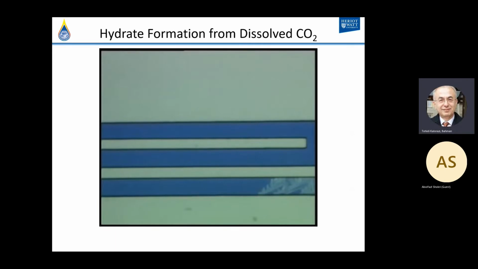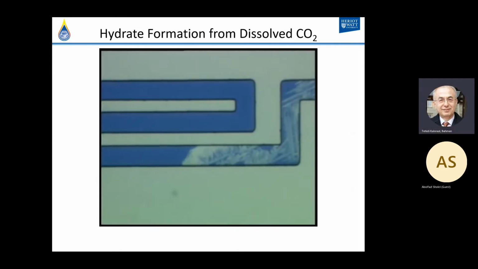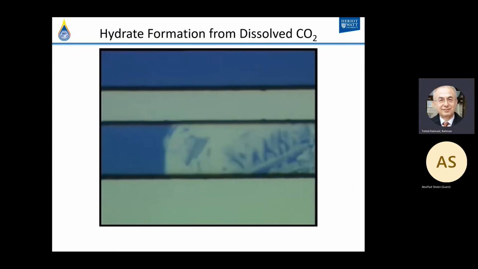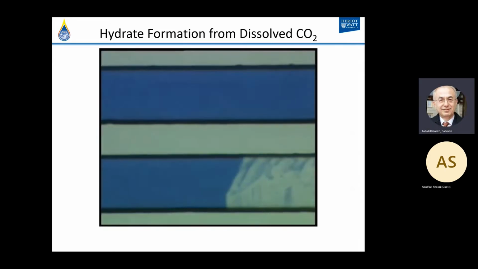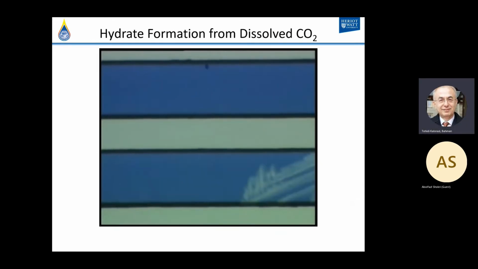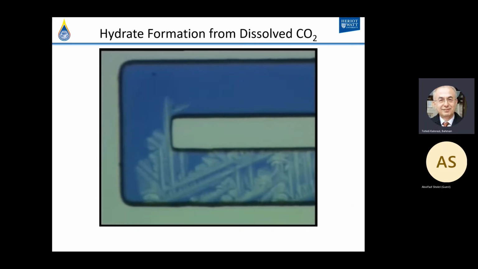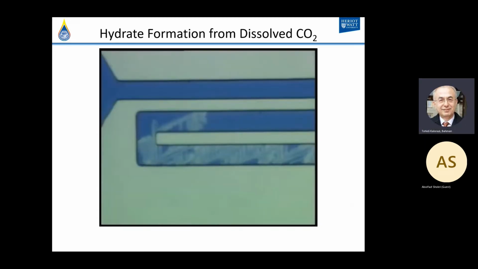Here we adjust the pressure and stop, and then increase the pressure again. So hydrate can form from gas dissolved in water. If you don't have a gas phase, it doesn't mean that you don't form hydrate. But because the solubility of gas in water is small, the amount of hydrate could be small. But here CO2 has a high solubility. Thus you see that the amount of hydrate is quite a lot.